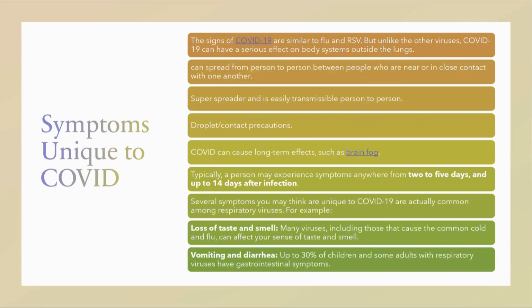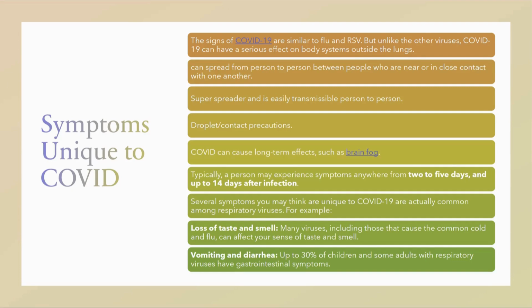And when we're talking about COVID, again, as I said, we are so COVIDed out. I'm sure everyone could teach this better than I can because we've been talking about this for the last 4 years. But the signs of COVID are similar to flu and RSV, but unlike the other viruses, COVID can have a serious effect on the body systems, including the lungs or outside of the lungs. It spreads person to person, or even via fomites and inanimate surfaces. So just like with flu, just like with RSV, it's through droplets or even contact with that person who's infected.